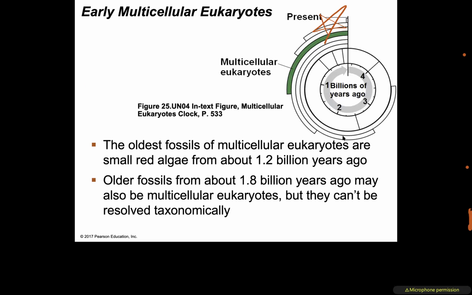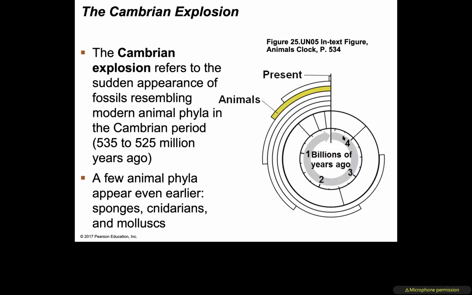So when it comes to your early multicellular eukaryotes, big take-homes on this: they started to evolve. The oldest fossils found are small red algae, about 1.2 billion years ago. Older fossils from about 1.8 billion years ago may also be multicellular eukaryotes, but they just haven't resolved them taxonomically, so they stick with the best evidence that they have right now. Leading to that Cambrian explosion.